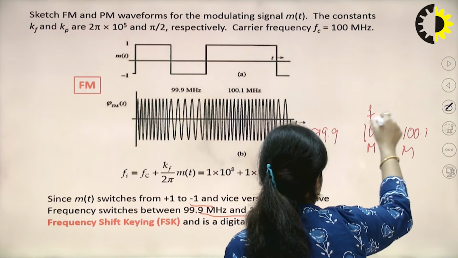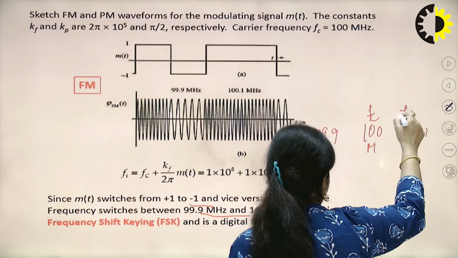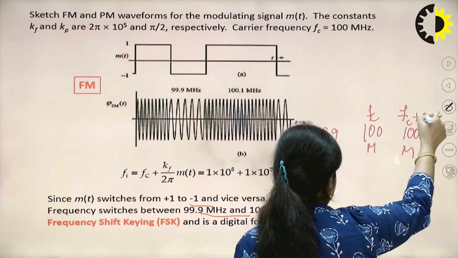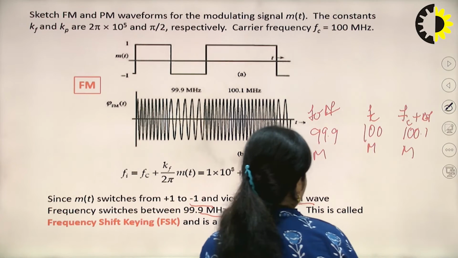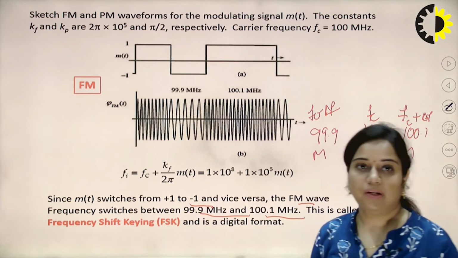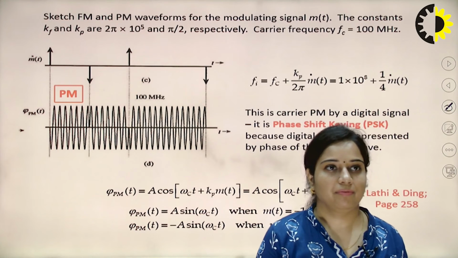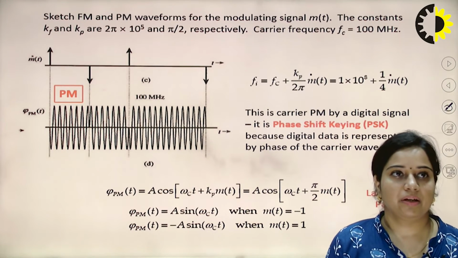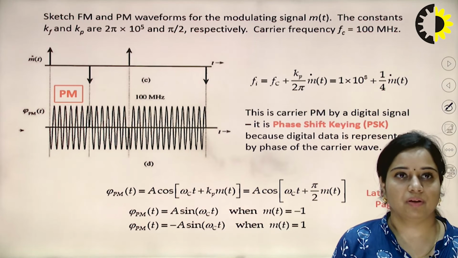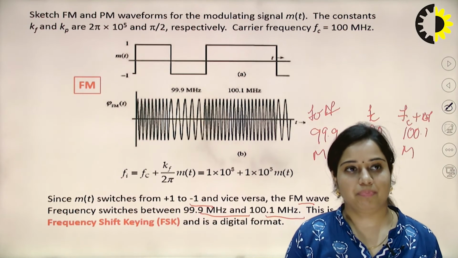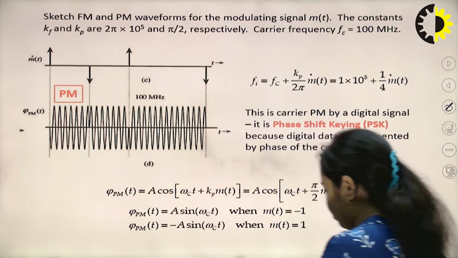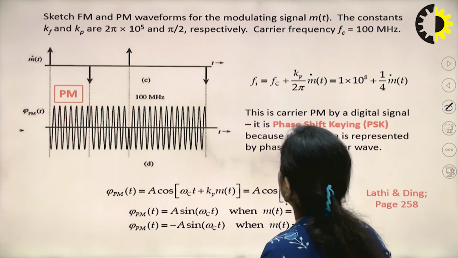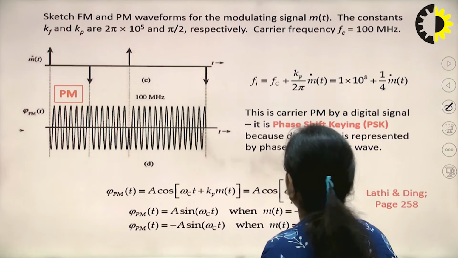So this will be the Fc, this will be Fc plus delta F, this will be Fc minus delta F. So you can easily calculate the value of delta F from this particular waveform. Our next numerical is sketch the FM and PM wave for the constants. Now the previous one is for FM, and this is for the PM case, where the carrier frequency is 100 megahertz.